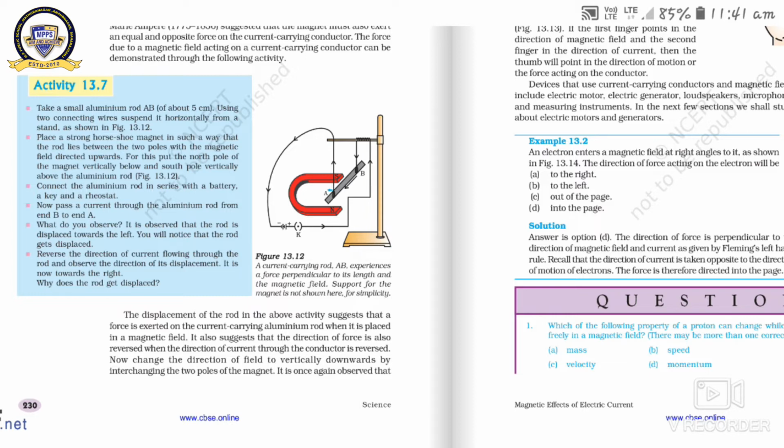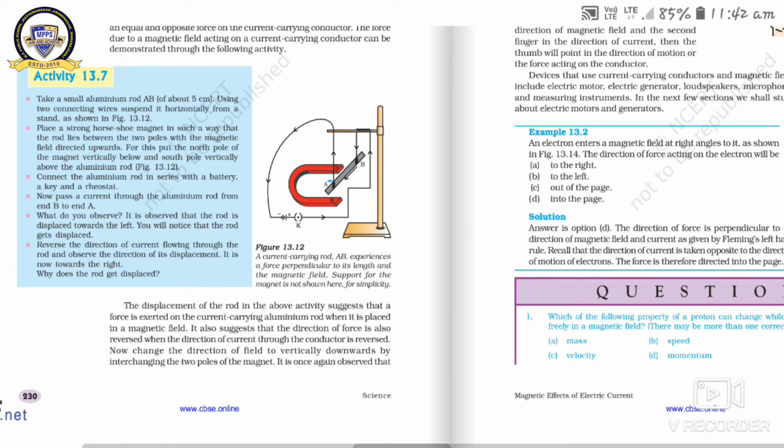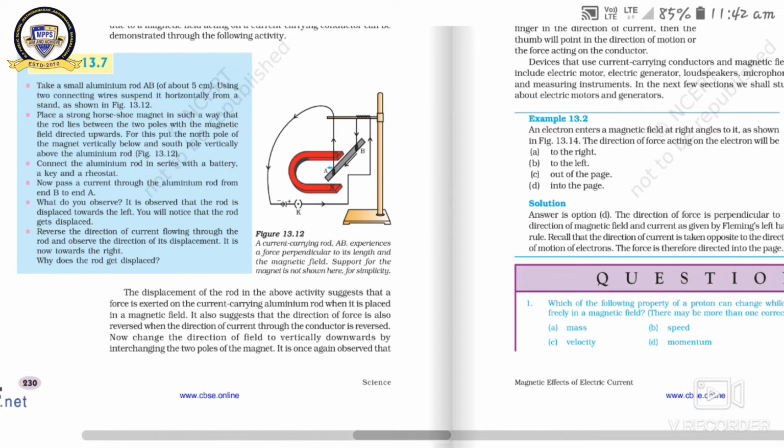Place a strong horseshoe magnet. Here the horseshoe magnet means a U-shaped magnet. Place it in such a way that the rod lies between the two poles. It means you have to insert the strong horseshoe magnet in such a way that the rod lies between the two poles with the magnetic field directed upwards. For this, put the north pole of the magnet vertically below and the south pole vertically above the aluminum rod.